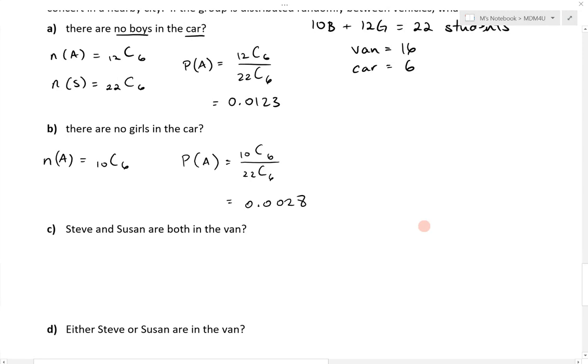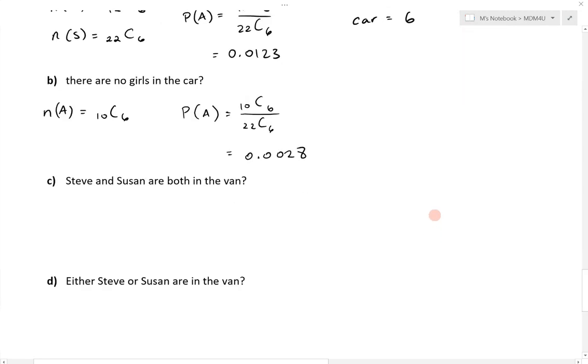So what if Steve and Susan are both in the van? How would you count that? Well, I would need to count 1 choose 1 for Steve, and multiply that by 1 choose 1 for Susan. And so you remove those 2 people out of the count, then you have 20 left. So 20 choose 14 more people to go in the van, because the van can hold 16, and Steve and Susan are already 2 that have been chosen, so 14 more have to be chosen. And the total number of outcomes for the van is going to be 22 choose 16.